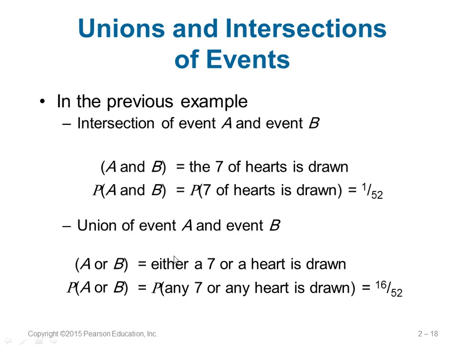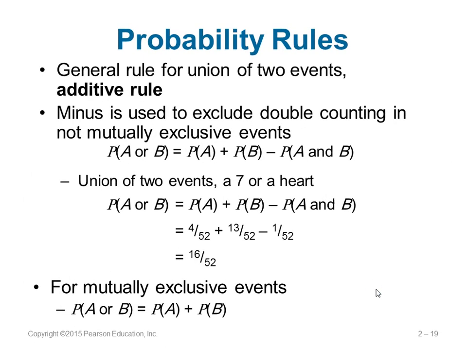If you talk about union of A and B, you can get a card which is of number 7. Also you can get a card which is of heart. So you have a heart with number 1, heart with number 2, or 7 with spade, and so on and so forth. Any one of them. In this situation, the number of cards you can get is 16 by 52. That's the probability. How to calculate this?